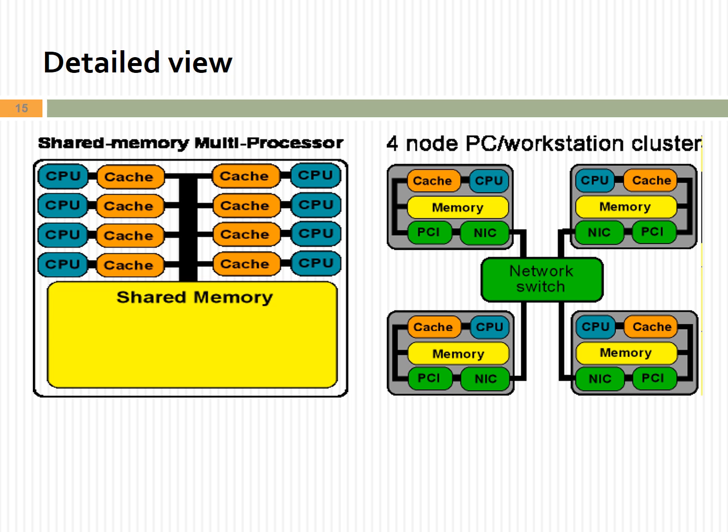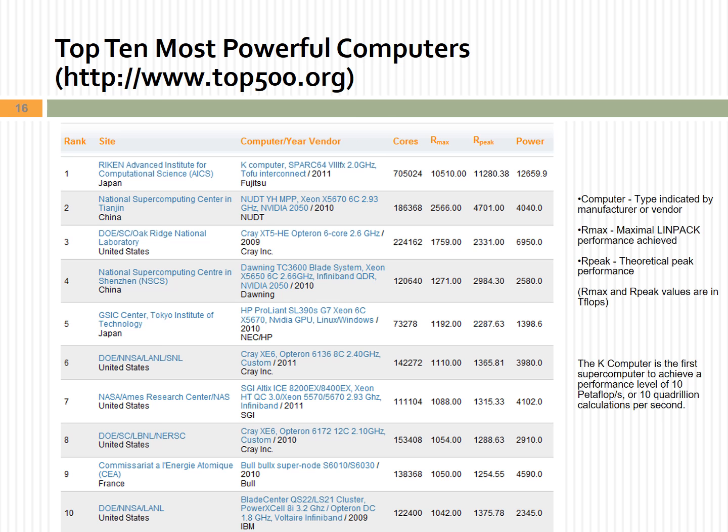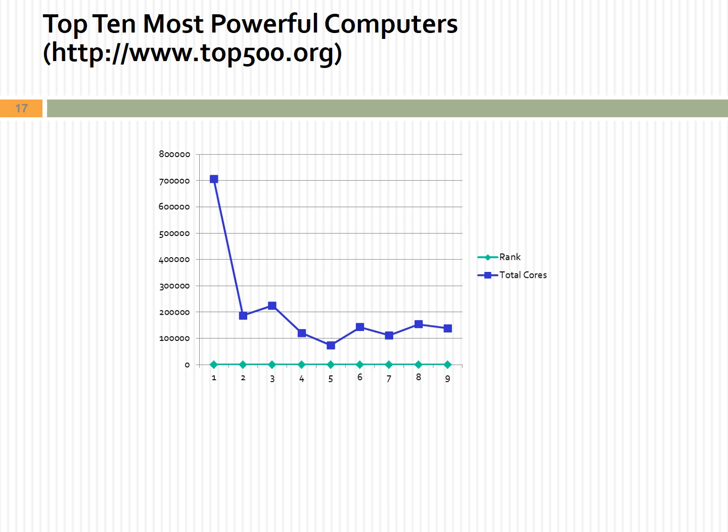So here is the detailed image of the architectures that we mentioned above. In this table, it is shown that here are the top 10 most powerful computers, obtained from the website as shown in the image. The table is shown in the image above.